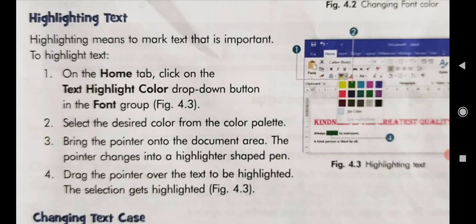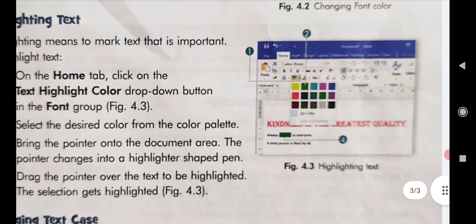Drag the pointer over the text to be highlighted, and when you drag the pointer over the text, it should be highlighted. Whatever text we have selected should get highlighted. It is shown in Figure 4.3. Are you able to see? The text is highlighted.